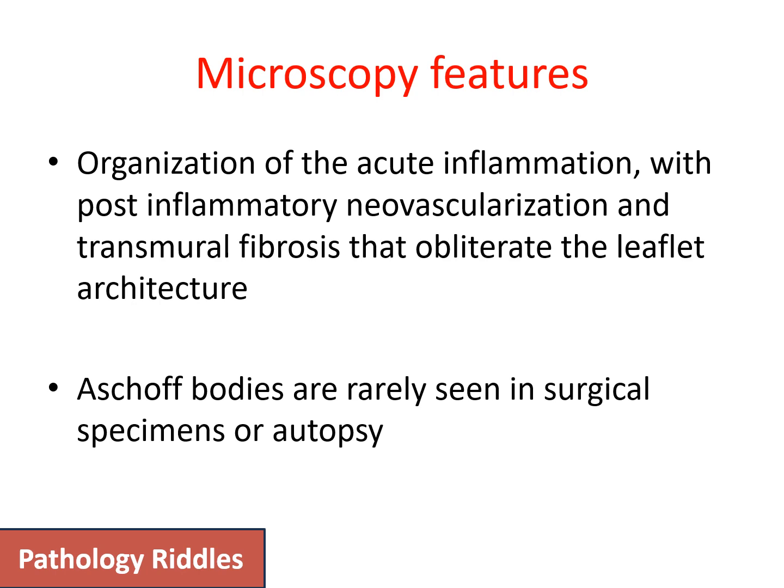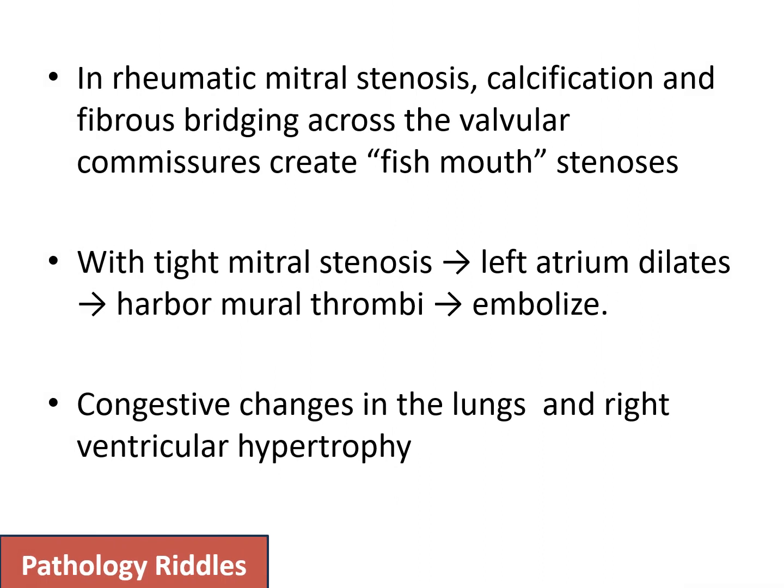Aschoff bodies are rarely seen in surgical specimens or autopsy. In rheumatic mitral stenosis, calcification and fibrous bridging along the valvular commissures create a fish mouth stenosis. Because the ends of the valves are getting fibrosed and sticking together, the opening looks like a fish mouth.